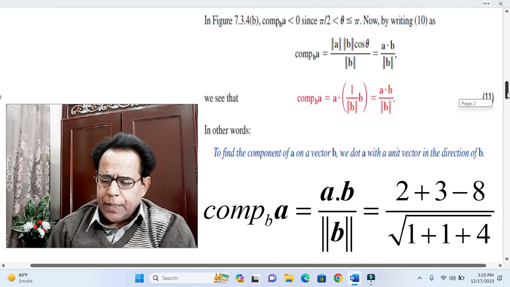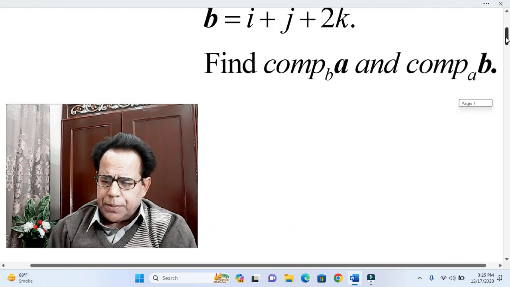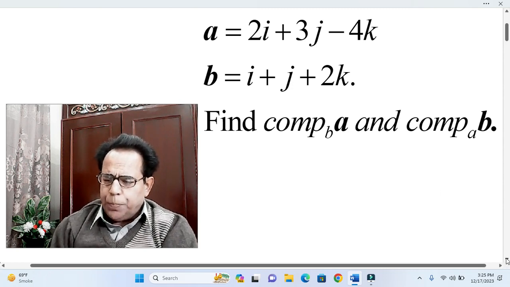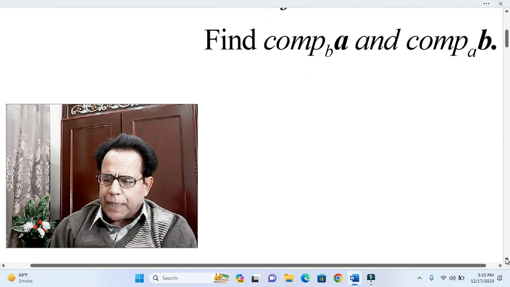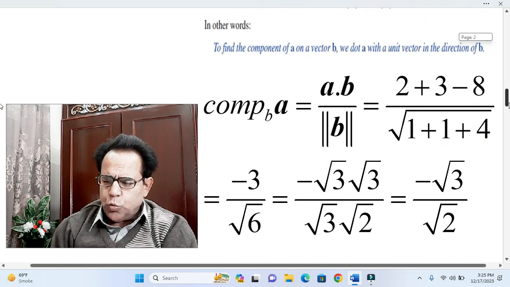How is this A dot B? It is equal to 2 into 1 is 2, plus 3 into 1 is 3, minus 4 into 2 is 8. Okay, 2 plus 3 minus 8, 2 plus 3 is 5, 5 minus 8 is minus 3.